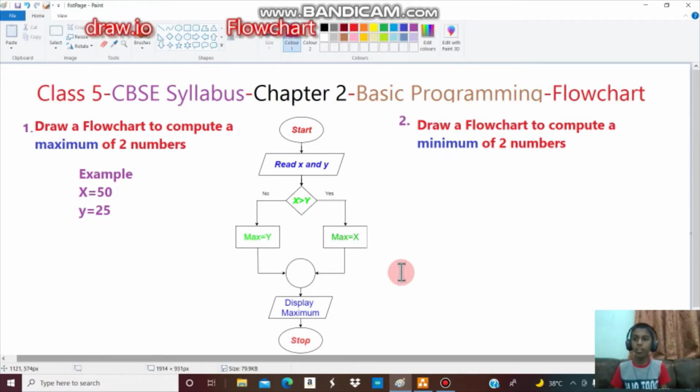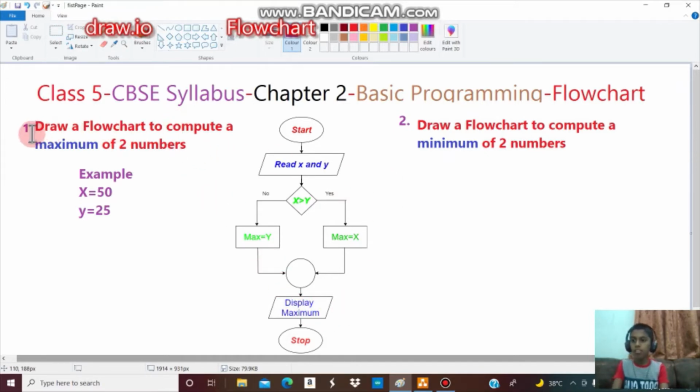Today we are going to learn about flowcharts. This is the second part. This is Class 5 CBSE Syllabus, Chapter 2, Basic Programming, Flowchart. Today we are going to see about flowchart decision boxes. Let us start. Here, as you can see, this is a program, and in this program we are going to learn.